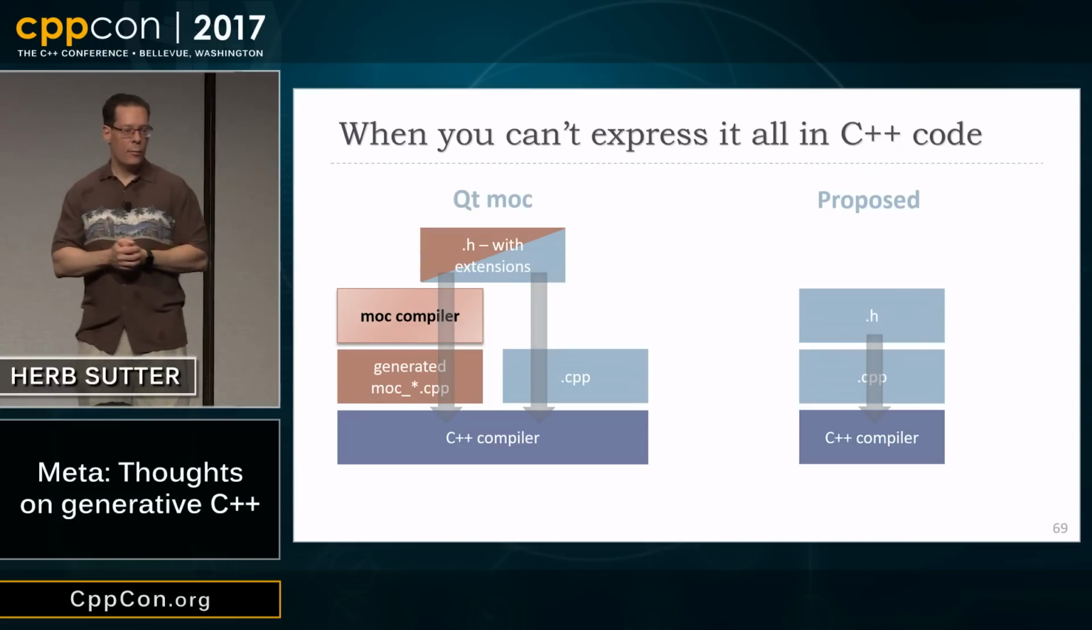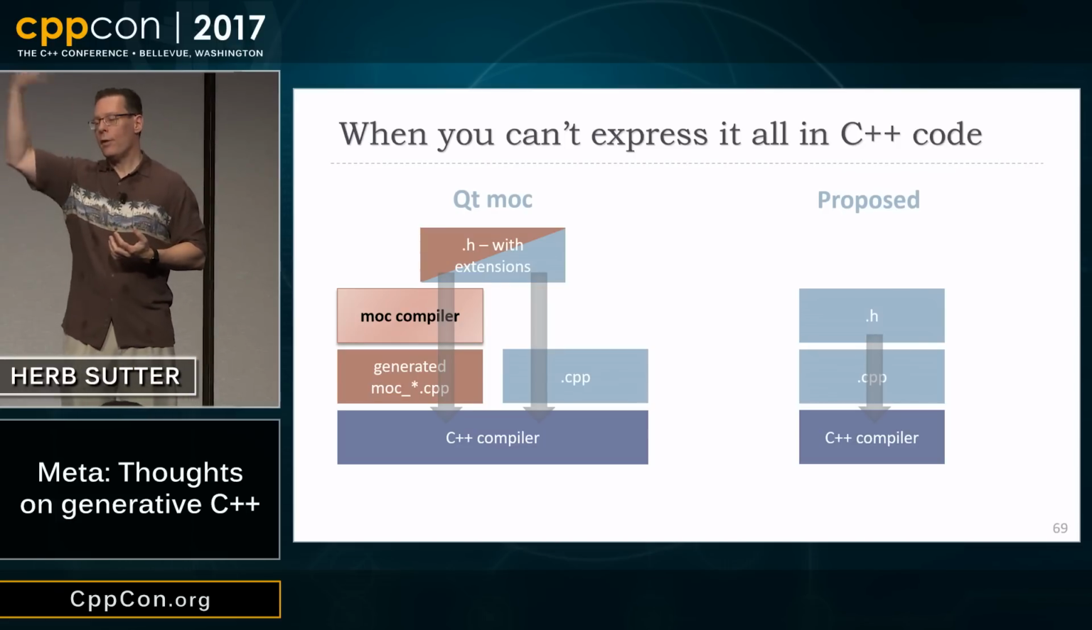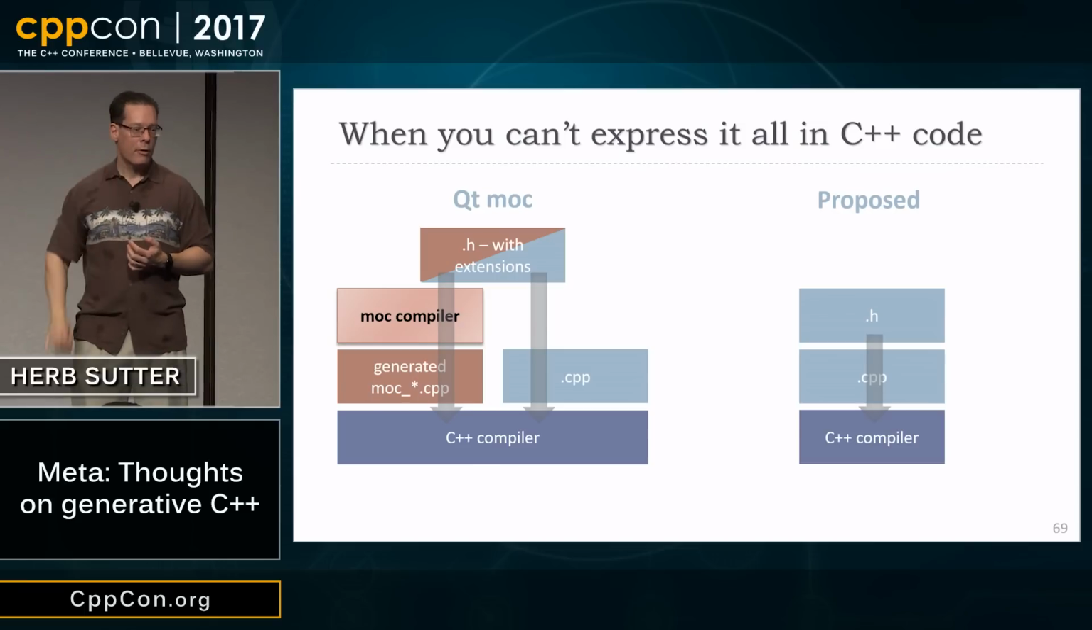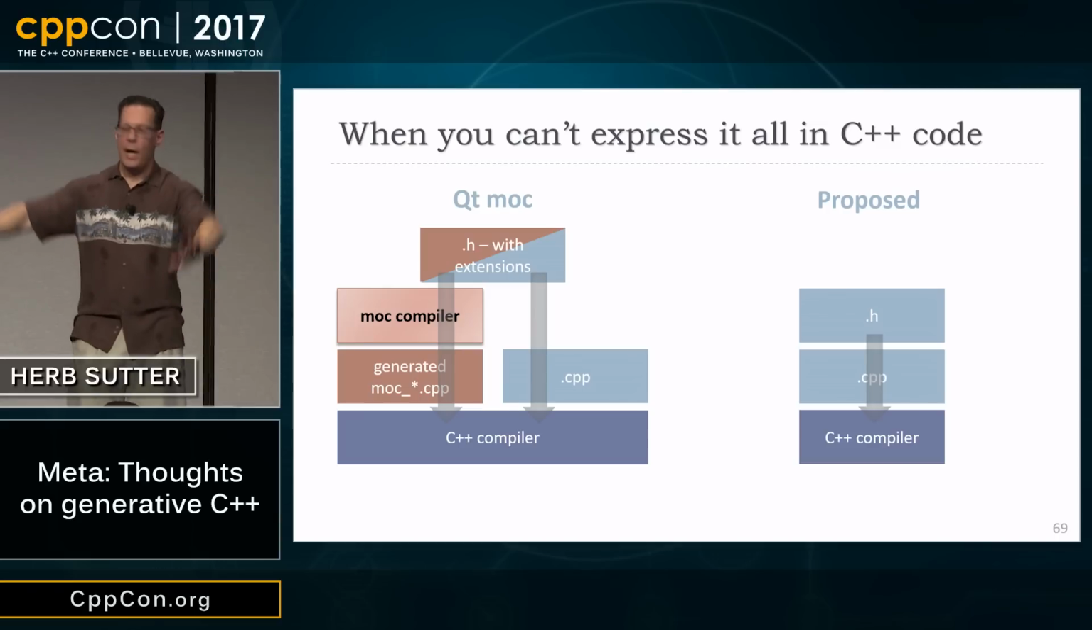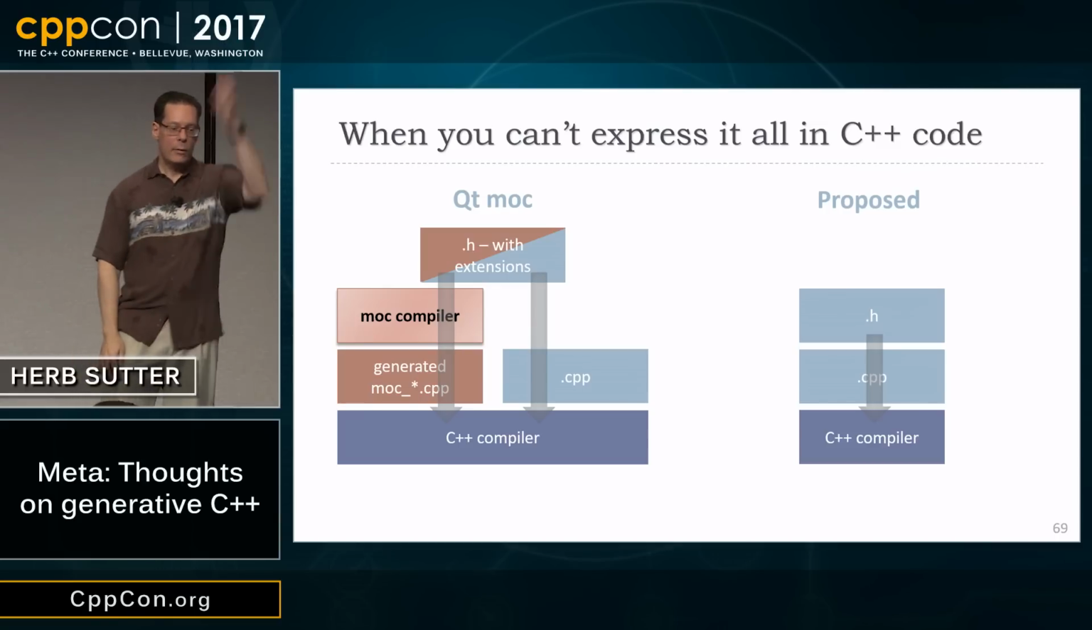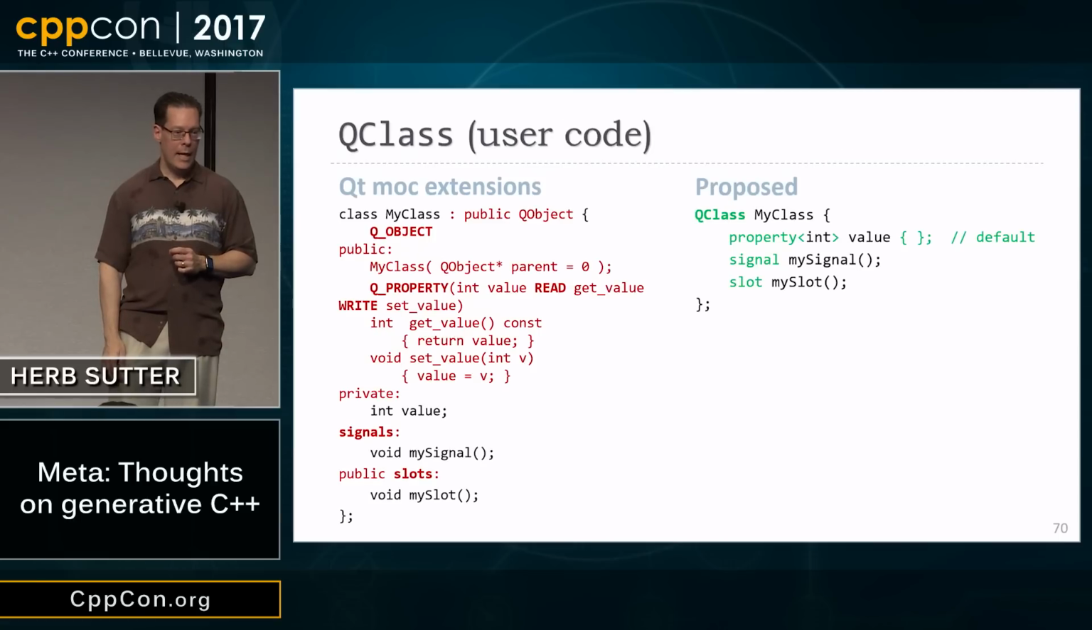Today, Qt does this with a more complex build chain. You write a header file that includes extensions hidden by macros. You run it through a moc compiler as well as your C++ compiler and combine the results. I would like to just write this as C++ code that goes through my normal straight tool chain.